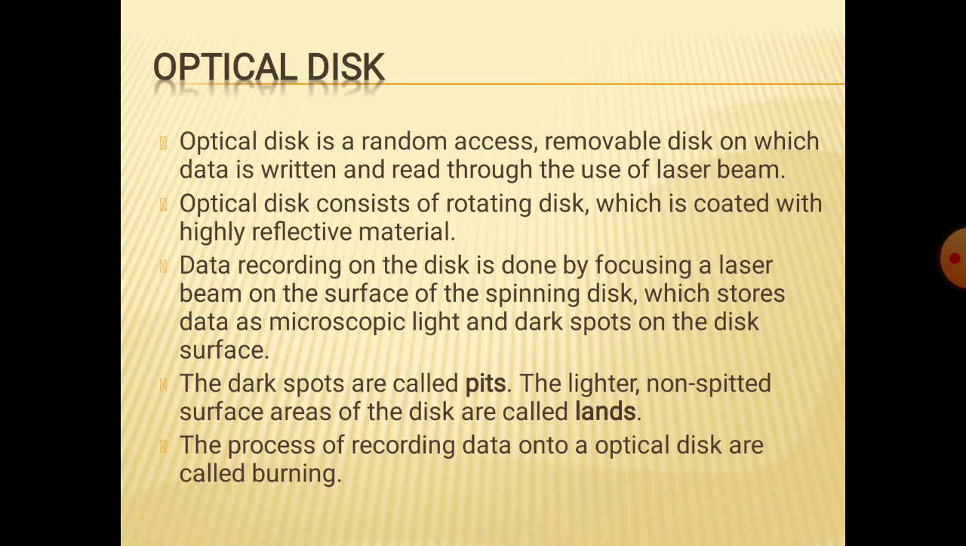The dark spots are called pits. The lighter non-pitted surface area of a disk is called lands. Lands will be empty, and the dark spots contain the data; those are pits. The process of recording the data onto an optical disk is called burning. The process of adding the data into your optical disk is called burning. Why is it called burning?